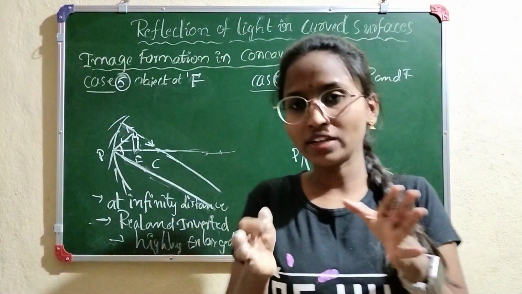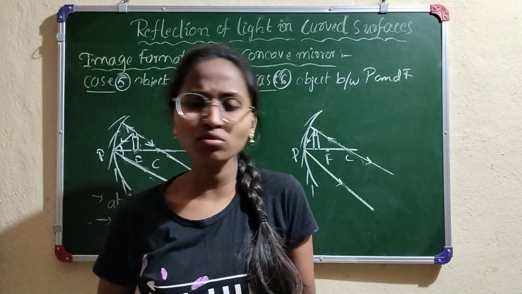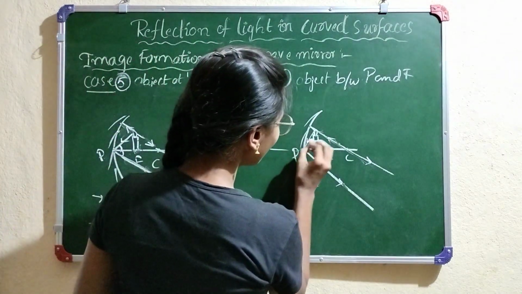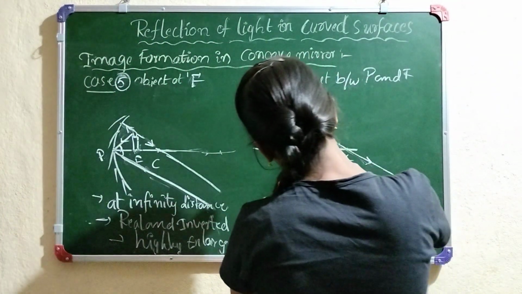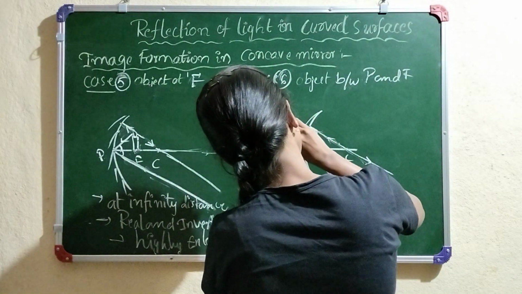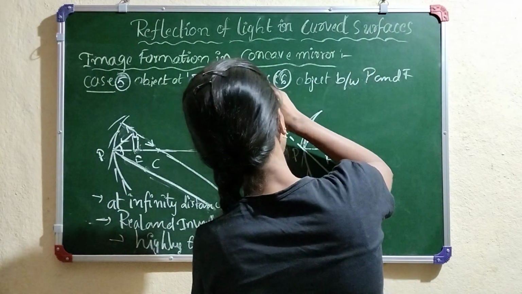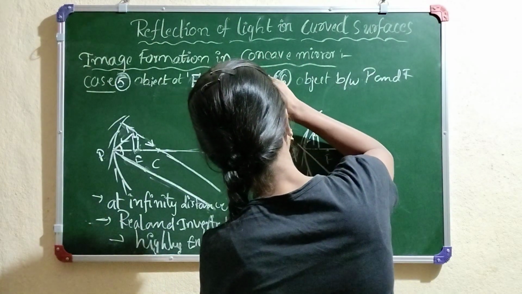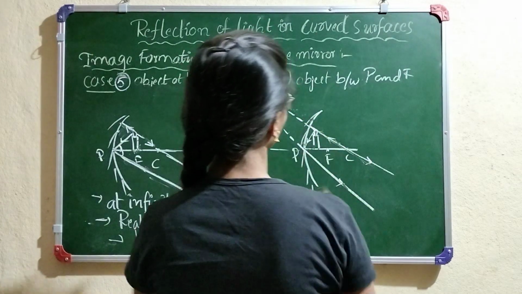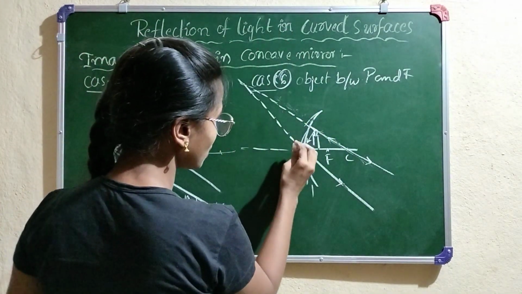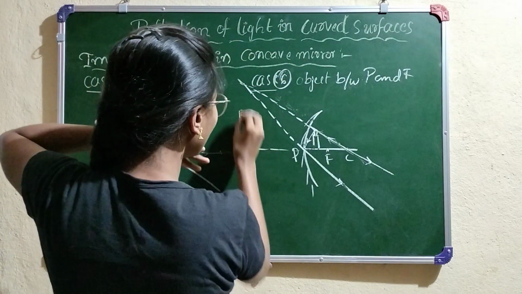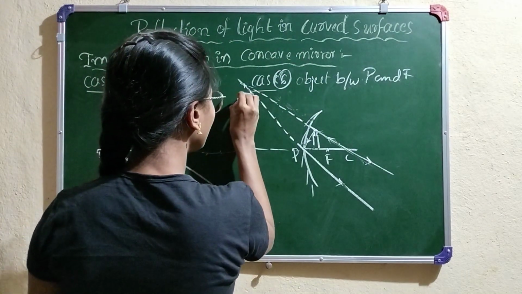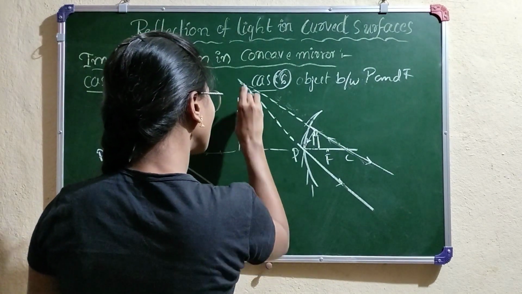So if the two light rays appear to be diverging, they may not intersect anywhere. So that is the reason what I am doing here: we have to take a scale and extend these light rays backwards. Straightly you have to extend, not like this. Now here the intersection will take place. So this is where the position of the image is.